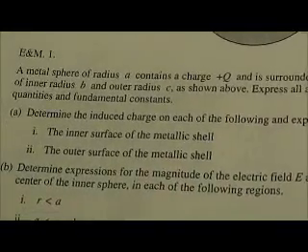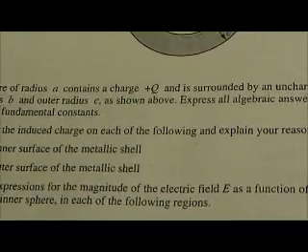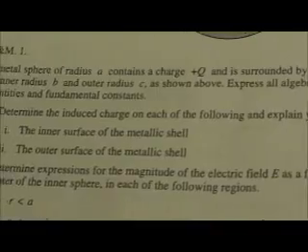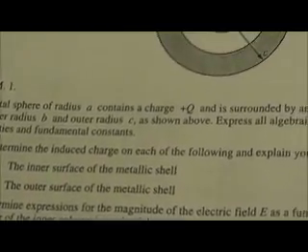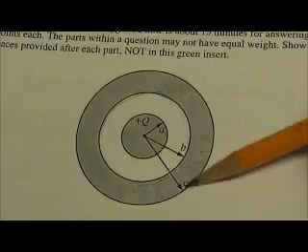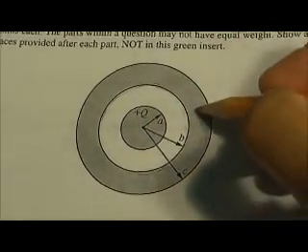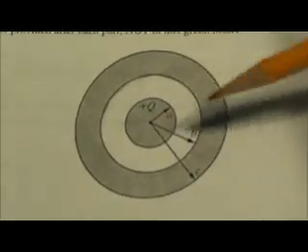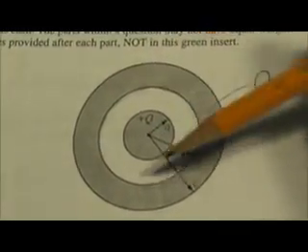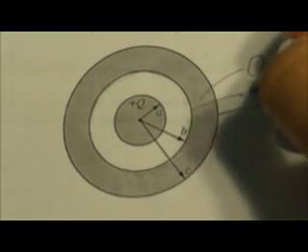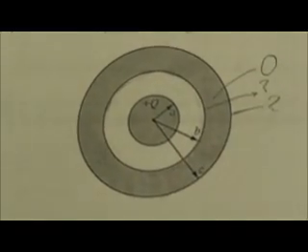Part A says, determine the induced charge on each of the following and explain your reasoning in each case. 1. The inner surface of the metallic shell. So first of all, there are some things we need to realize. This is a conducting shell, so inside, the charge is going to be 0. Overall, this conducting shell has a charge of 0 as well. So the outside charge and the inside charge will have to cancel out.